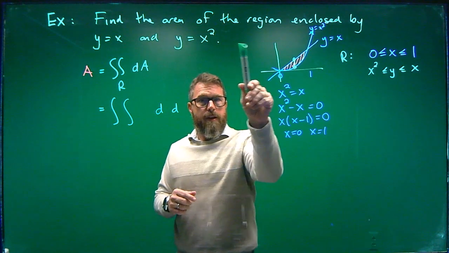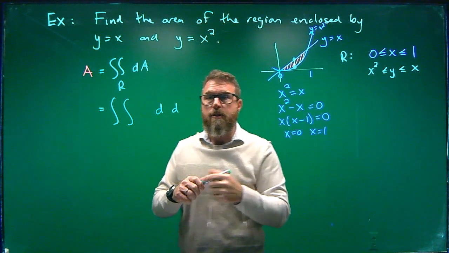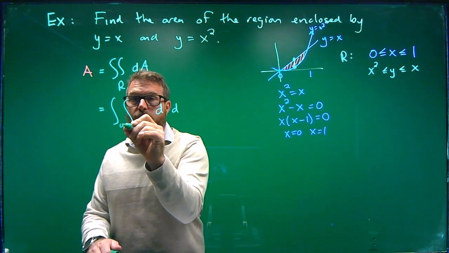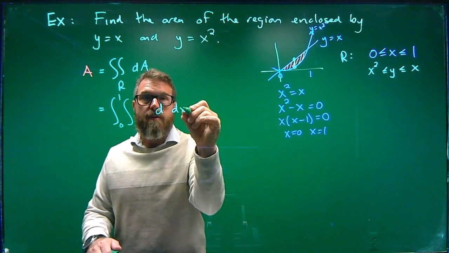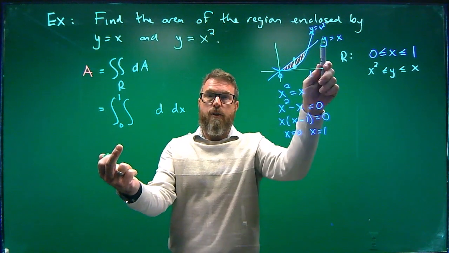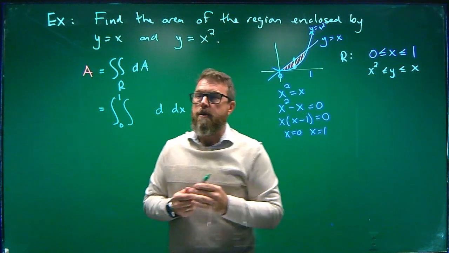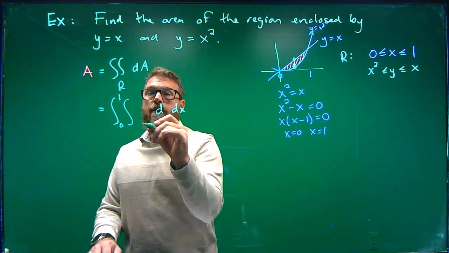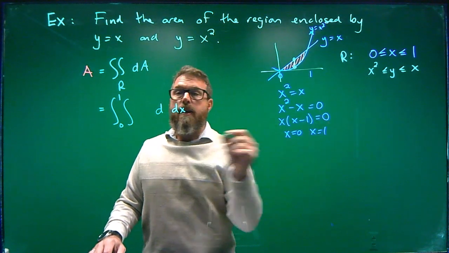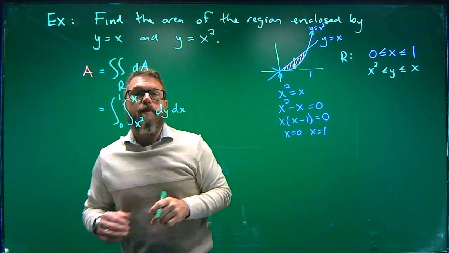So if you're integrating in this direction, this is going to be your start and your stop. These are going to be your end places. This is going to be your 0, and this is going to be your 1, and this is going to be dx. So the outer part's going to be the direction in which you're integrating, and the inner part's going to be your bottom and your top, or your minimum and maximum of the region. So this is going to be x squared to x. And this is going to be with respect to y.